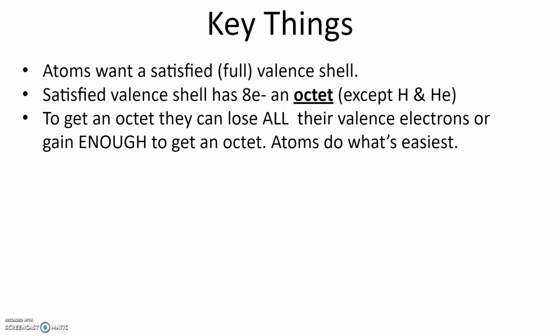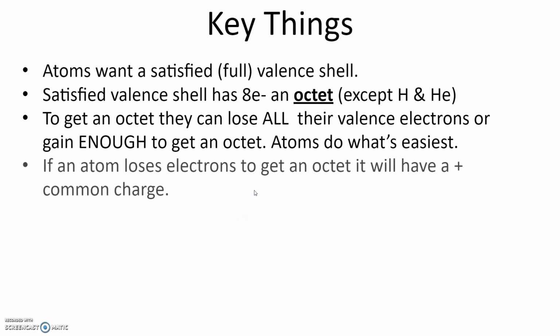The other thing an atom can do to get a satisfied shell, aside from losing all its electrons, is to gain enough to get an octet. So, for example, if an atom has 6 valence electrons and it needs to get an octet, it can gain 2 more to get to 8 electrons. So once again, 2 things they can do. They can either lose all their valence electrons or gain enough to get to 8.